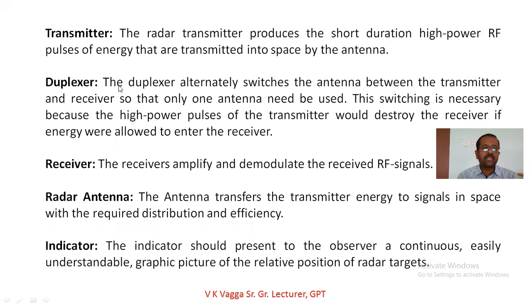And what will this duplexer do? It is going to alternately switch the antenna between the transmitter and the receiver, so that only one antenna needs to be used. Either it can act as the transmitting antenna, or it can act as the receiving antenna. Only one antenna has to be used. And this switching is necessary because the high power pulses of the transmitter would destroy the receiver if the energy were allowed to enter the receiver.